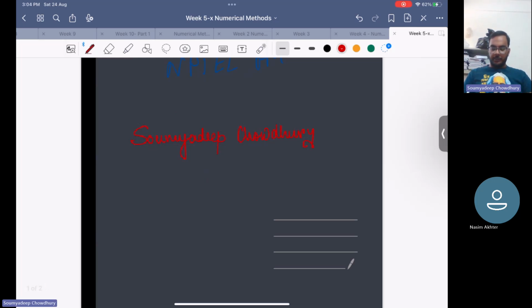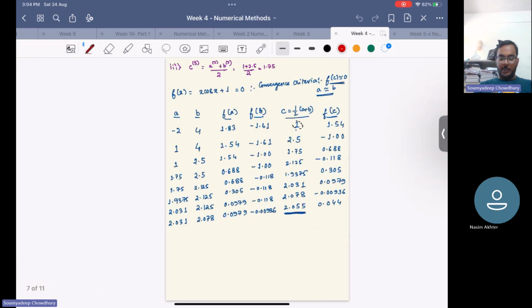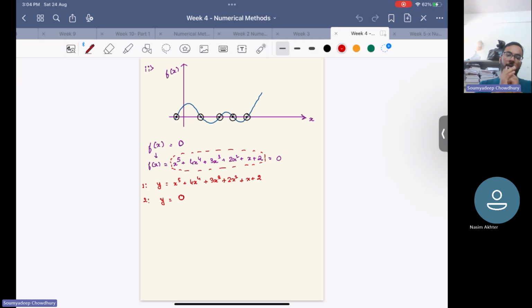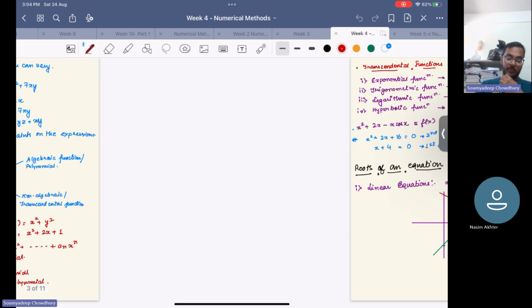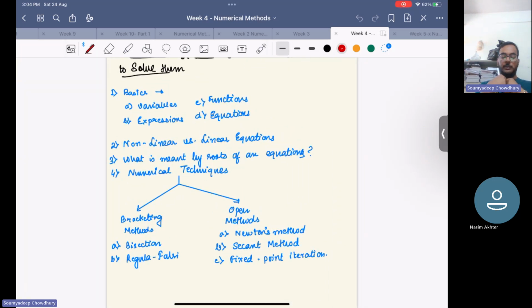Okay, so first I'll give a quick recap of what we had discussed in the last class. Then we will move to today's lecture. Last week we were discussing root finding, different nonlinear equations, what we mean by a root, and how to interpret it graphically. We brushed up on our basics: variables, expressions, functions, and the difference between a linear and a non-linear equation.